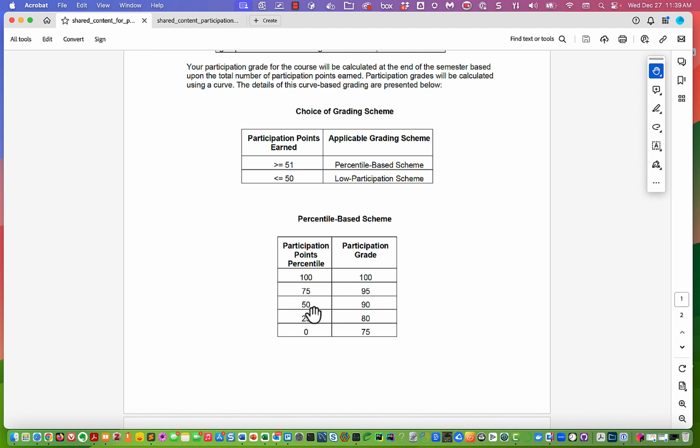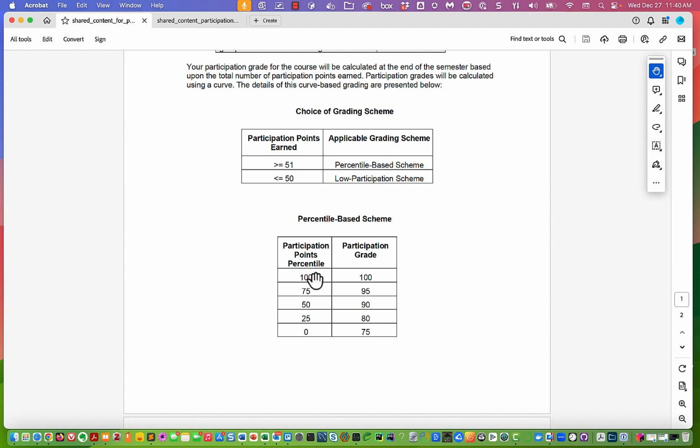If you're in the 50th percentile, that means that half of the people in the class had more participation points than you, then you'll get a 90. If you're in the 25th percentile, that means that 3/4 of the people in the class had more participation points than you, then you'll get an 80 for your participation grade. If you're in the 0th percentile, which I think is impossible, okay, but this is the floor of the percentile-based participation grade, because it always includes you, so you're at least going to be in the 1st percentile. But if you could be in the 0th, you'd get a 75.